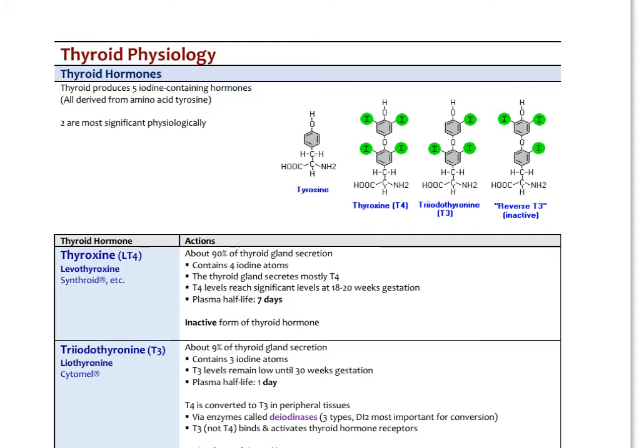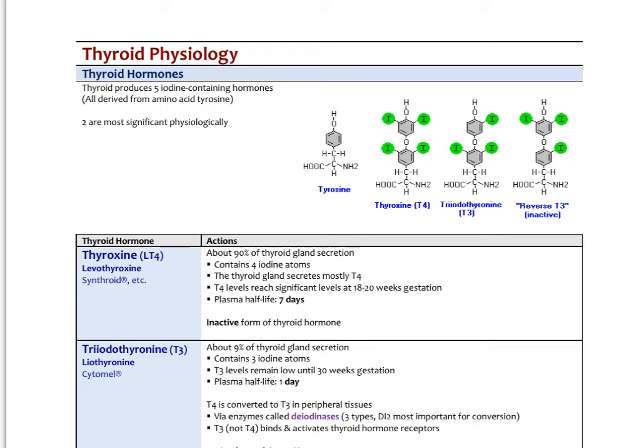So the thyroid gland technically produces 5 different iodine-containing hormones. They're all derived from tyrosine, but only 2 are the ones we really think about clinically as the most significant. So this gives you the molecular arrangements of these. So here's tyrosine. Remember that tyrosine is an amino acid. It has an aromatic ring, which is hydroxylated on the outside there.